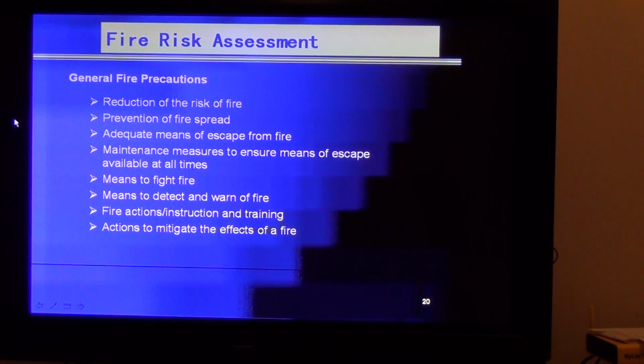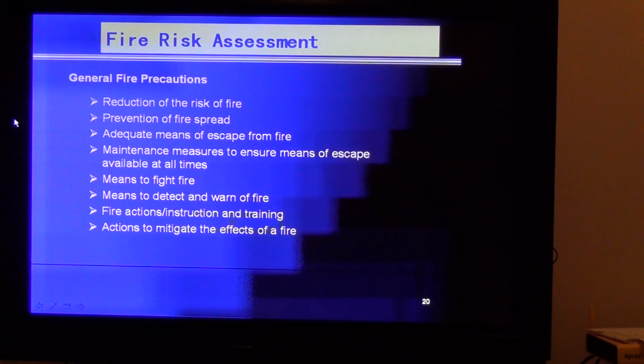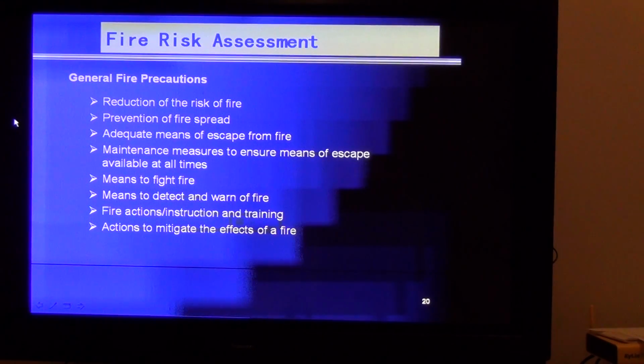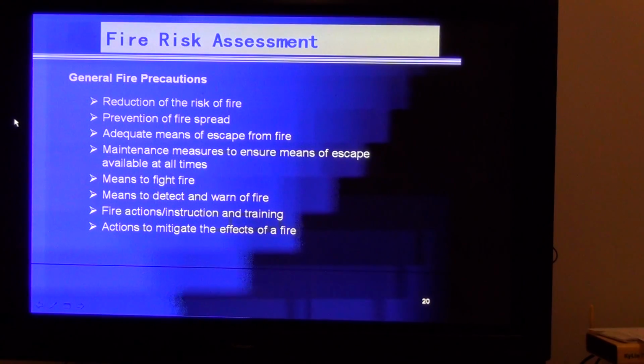Reduction of the risk of fire. Prevention of the spread. Adequate means of escape from fires. Maintenance measures to ensure means of escape available at all times. Means to fight fire. Means to detect and warn of fire. Fire actions, instruction, and training. Actions to mitigate the effects of the fire.